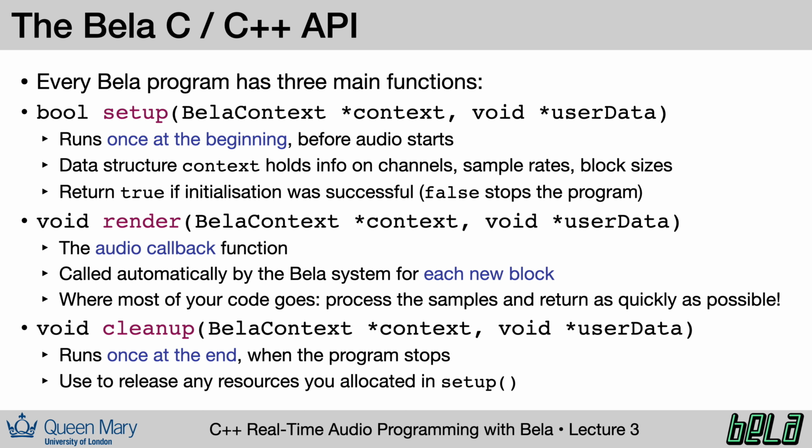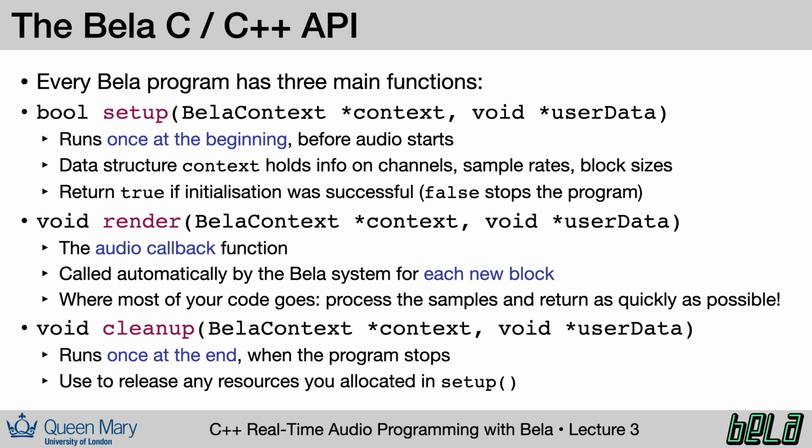The main function that you need to implement is called render. Render is what we call an audio callback function. The Bela system will call your render function once per audio block. If you want to learn more about block-based audio processing, go back to lecture 1 in this series. But the main idea is that every time the render function runs, your job is to generate a short snippet of audio and return as quickly as possible so that the Bela system can handle the rest.